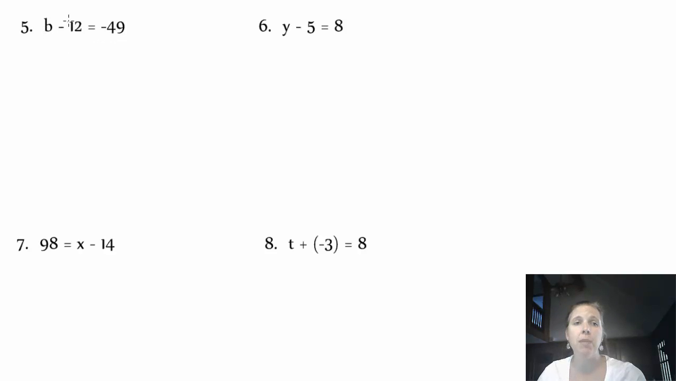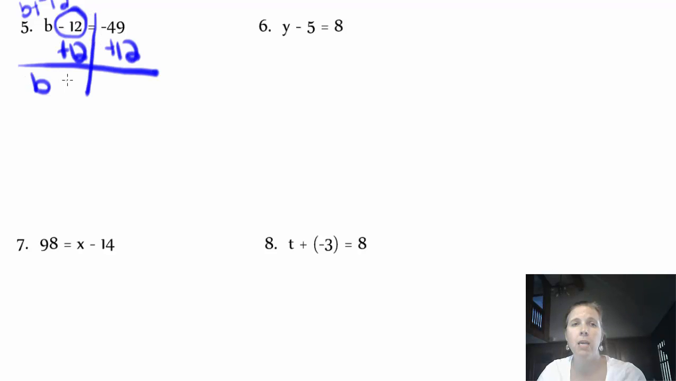So b minus 12 equals negative 49. Since this is b minus 12, or b plus a negative 12, remember that? B plus a negative 12. So that 12 is negative, then you're going to add 12. What you do to one side, you have to do to the other.